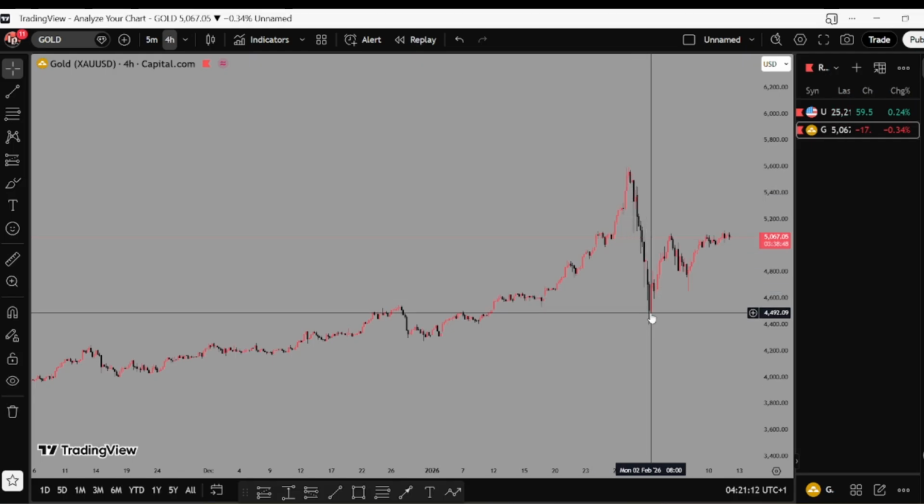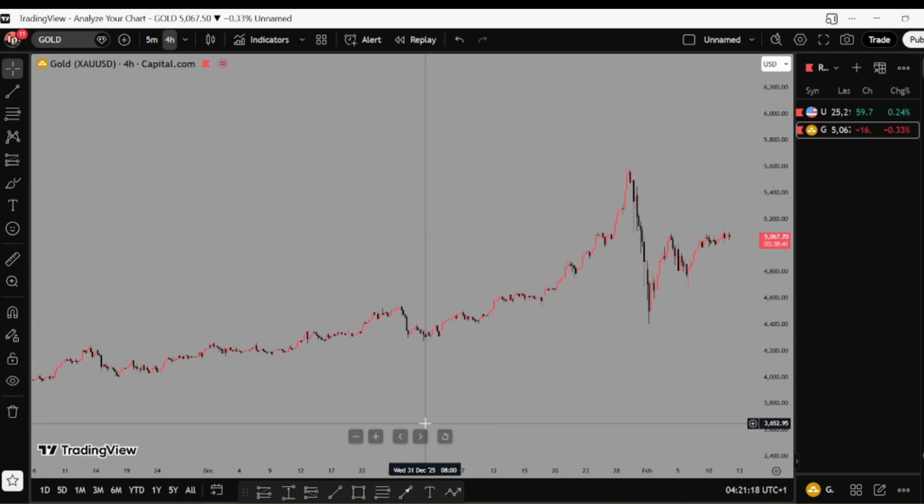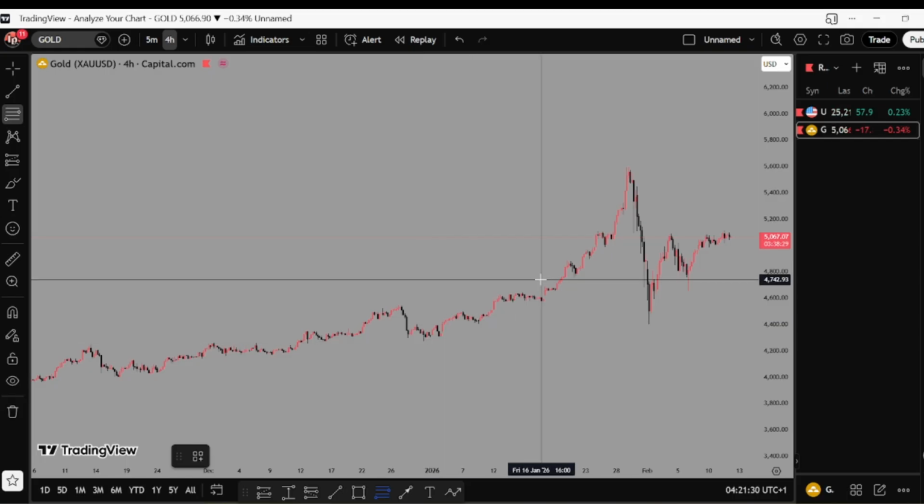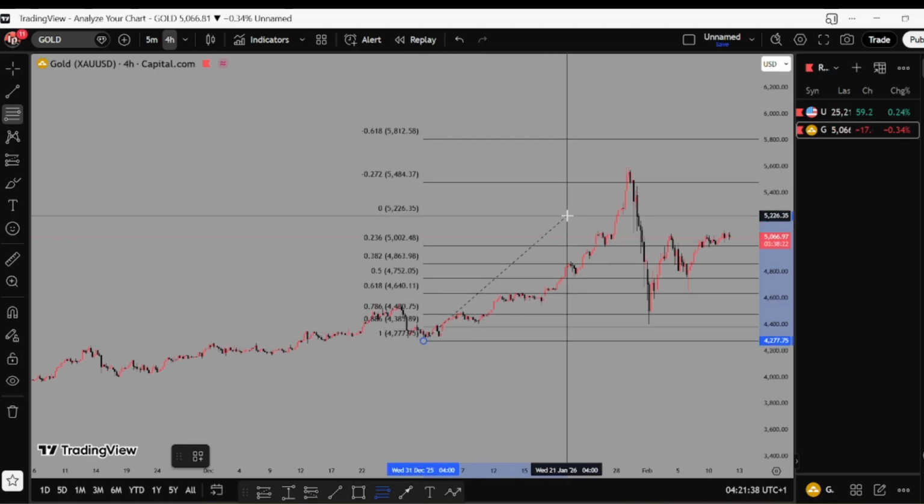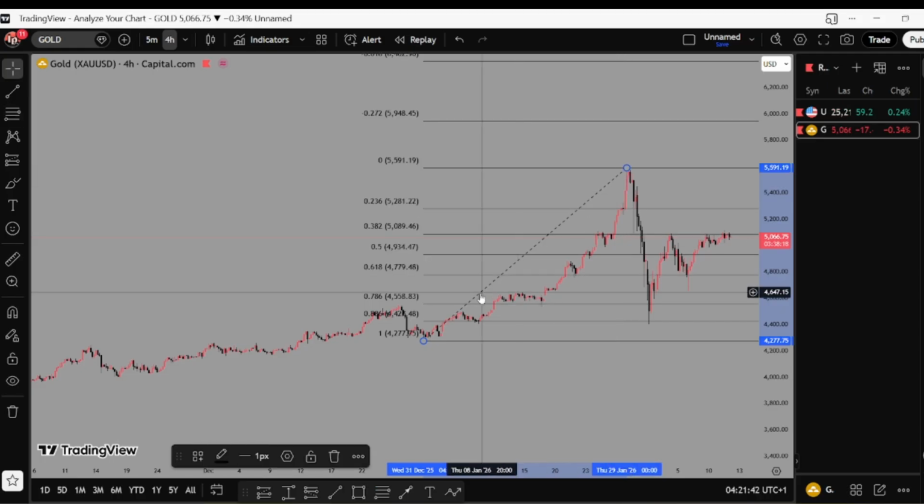Then we get a pullback retracement. So what else we are going to get is, once we get our entry from here, the push up. The first thing I'm going to do is bring out a tool called Fibonacci. When you use the Fibonacci, you want to spot the swing lows or the swing highs, depending on if we are in an uptrend. As you can see, you first spot a swing low and then point it to the swing high.